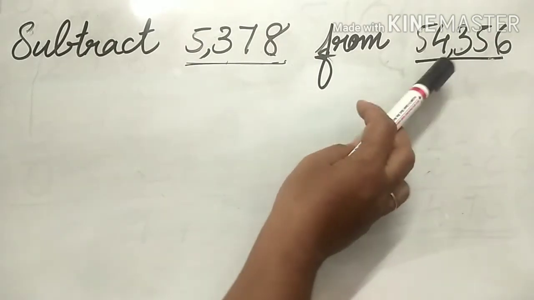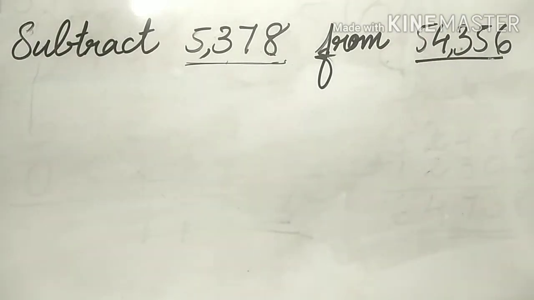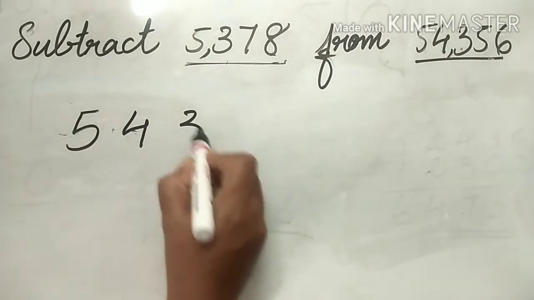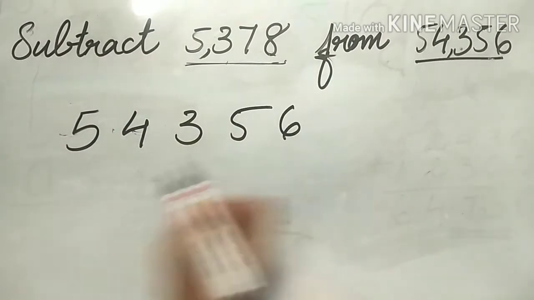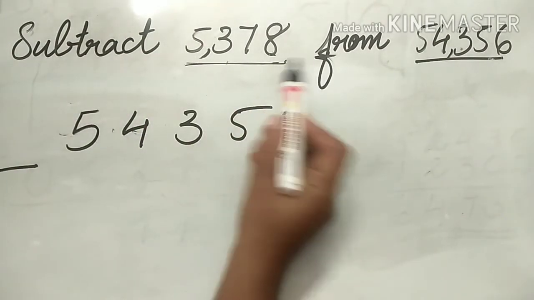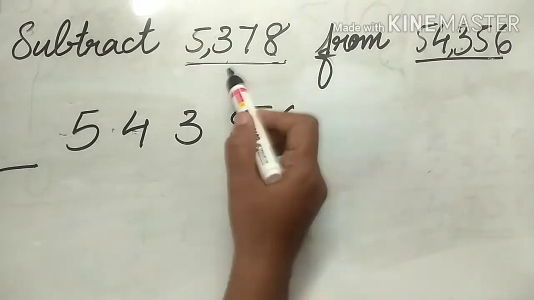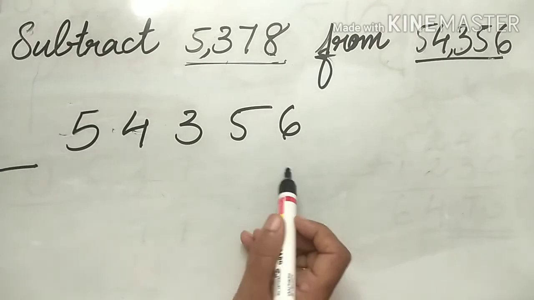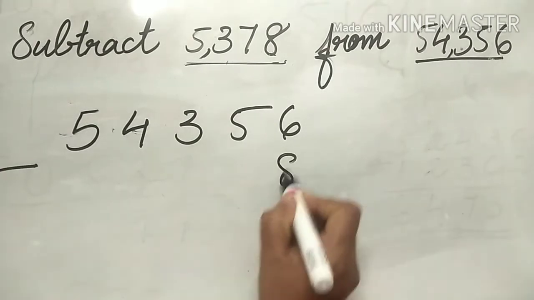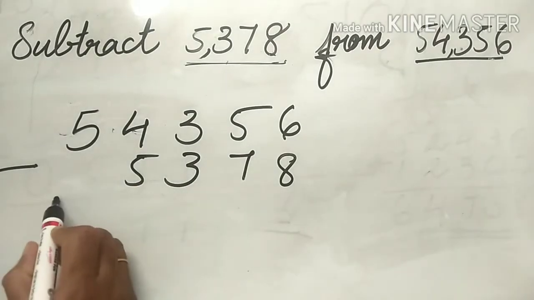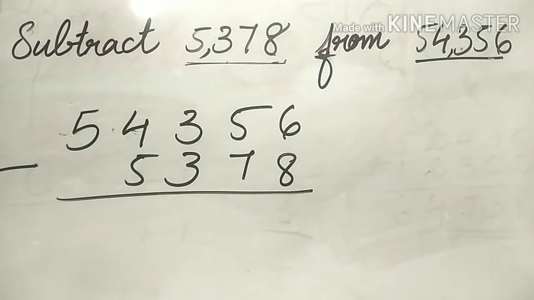So here I'm going to write this number, 54,356, minus this number. This is a 4-digit number and this is a 5-digit number. If the number of digits is not the same, you have to start writing from the right side. That is better. So 8, 7, 3, 5. We have to write the numbers according to their place value. Now start subtracting. 6 minus 8.